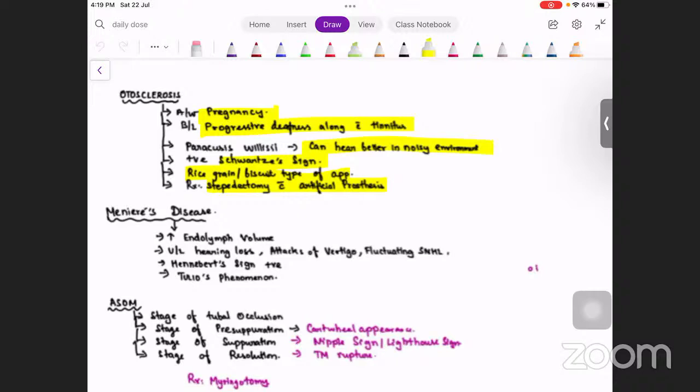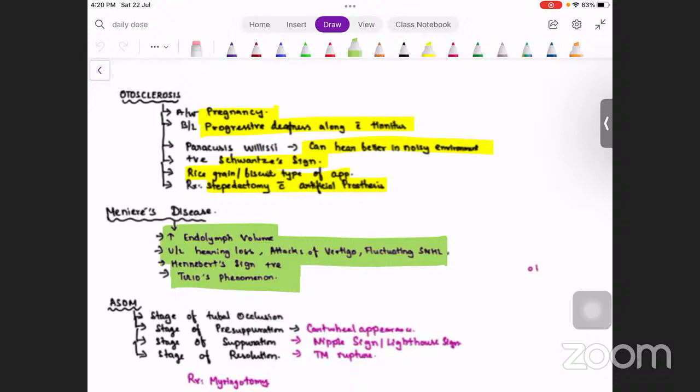Then you have Meniere's disease, where you see increased endolymph volume, unilateral hearing loss or attacks of vertigo, and fluctuating sensorineural hearing loss. You may see a positive Hennebert sign and Tullio's phenomenon. So what are the things you have to remember in the case of Meniere's disease? The first thing is that the endolymph volume will be more. Apart from that, you may see unilateral hearing loss, attacks of vertigo, fluctuating sensorineural hearing loss, positive Hennebert sign, and positive Tullio's phenomenon.